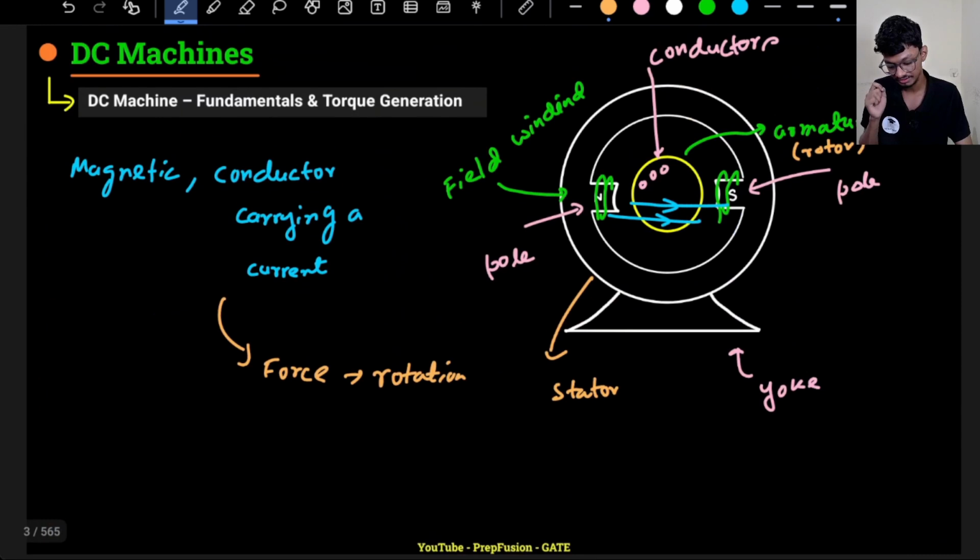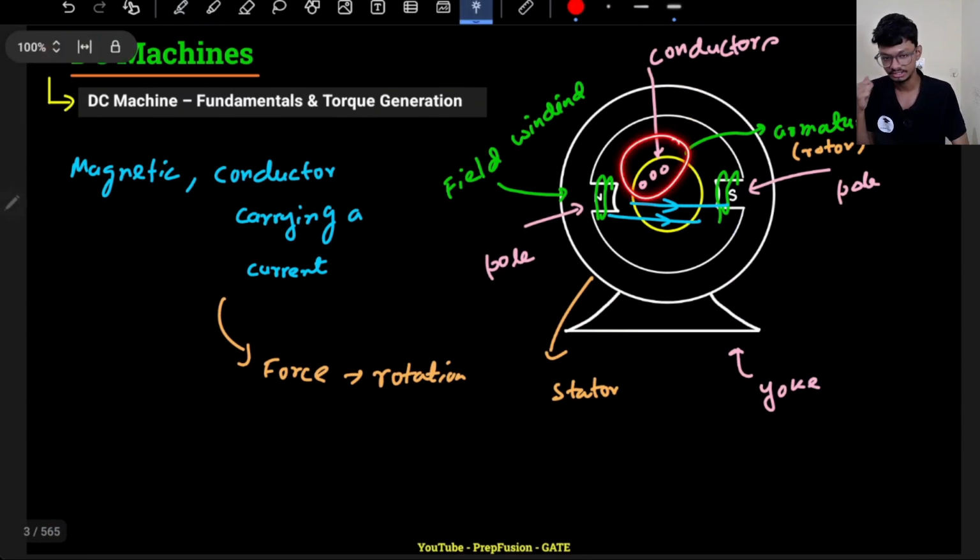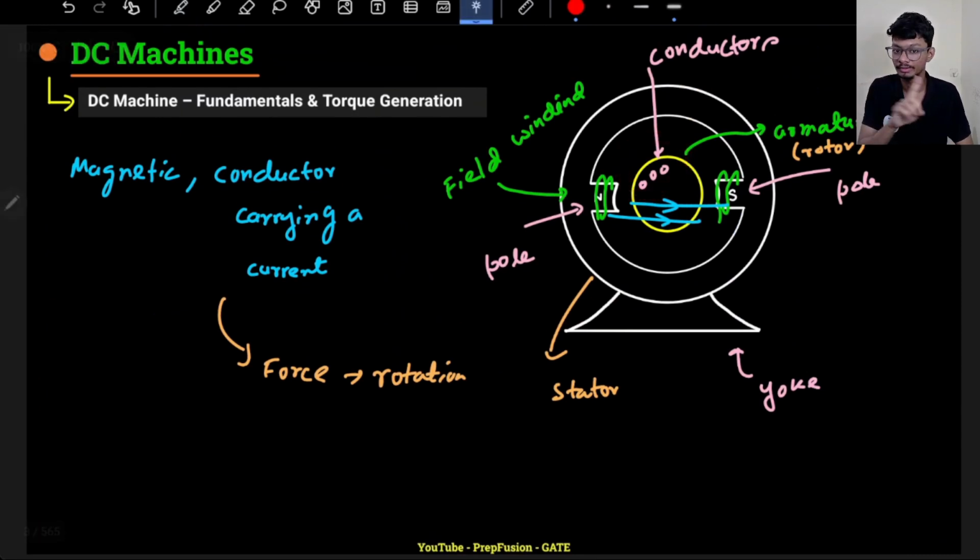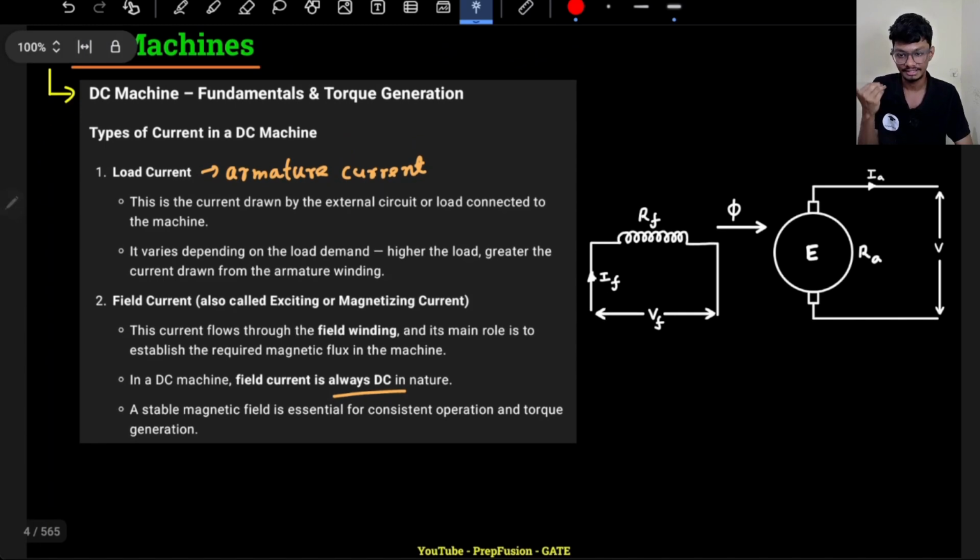And whatever EMF is induced here will be pulsating DC. It will not be pure DC. I know there is a misconception that this is pure DC, but it is not. It is pulsating DC, and we will discuss that. But in the case of field winding, the current that flows through the field will be pure DC.